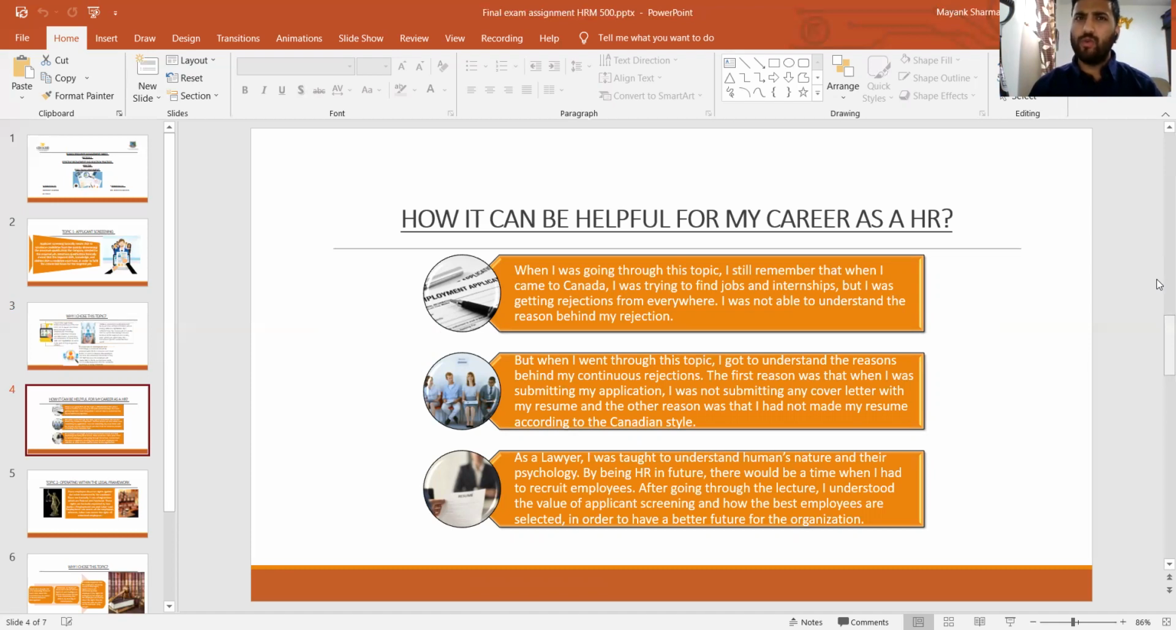I should know how to select that employee from the whole pool, because there are several candidates applying for that job. So I would be able to know about the best employee who is the perfect fit for that job role. That's why it can be helpful for my career as an HR, because it would be helping the organization as well, in which I'll be working.